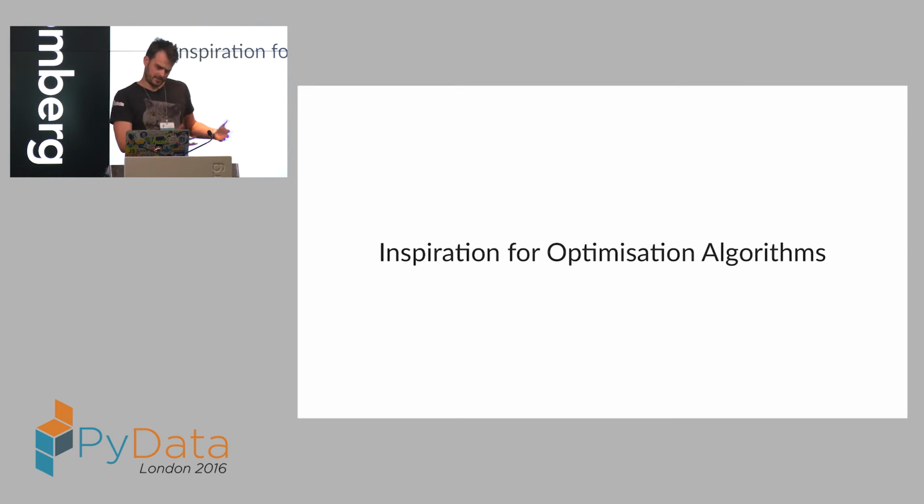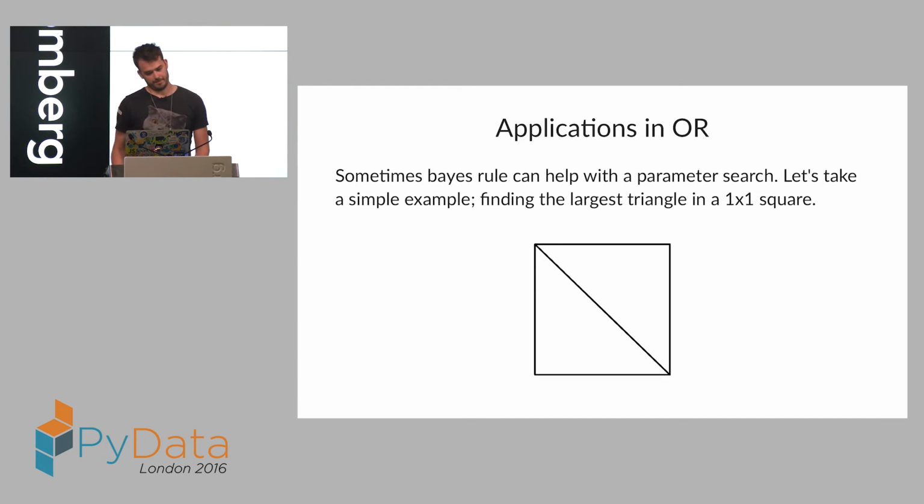So these are all data science topics, and that's fine. But I even found that Bayes' rule can help in different fields like optimization science. So let's pick an optimization problem that we know the answer of beforehand, and let's see if probabilistic thinking like Bayesians do can even help us here.